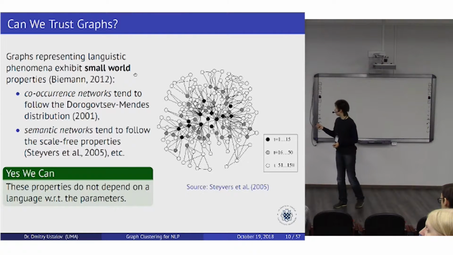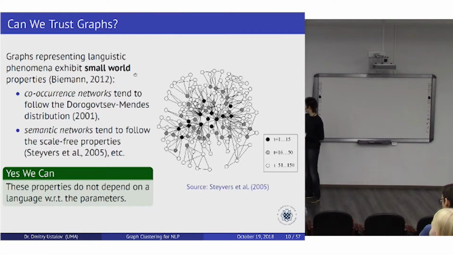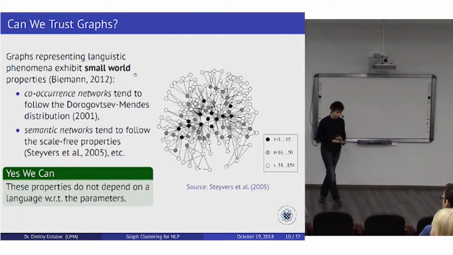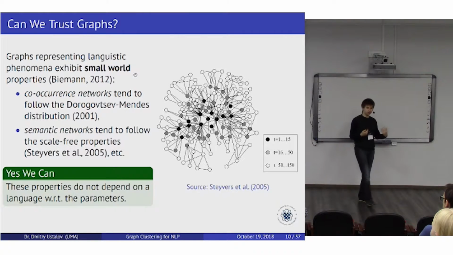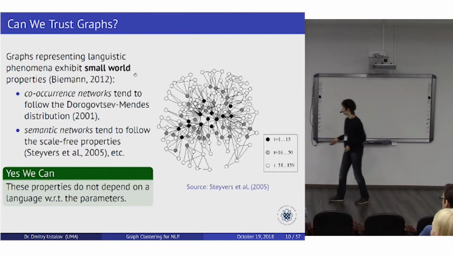And in this case, this picture is from the paper by Steyvers et al. They developed a model for semantic networks, and they found that, wow, we can predict the properties of a semantic network, and in case your graph clustering algorithm can capture these properties, you will get more or less good results.